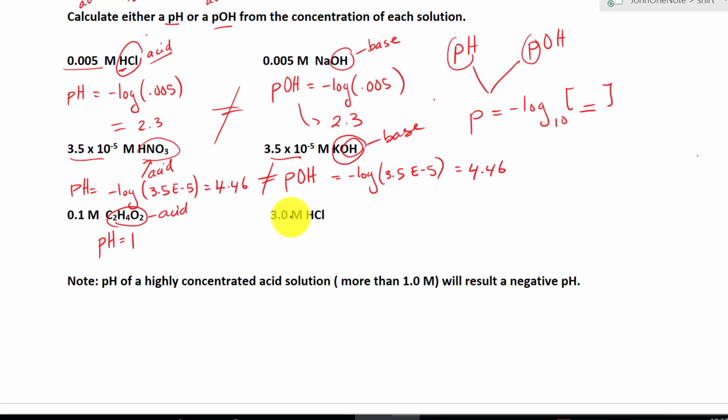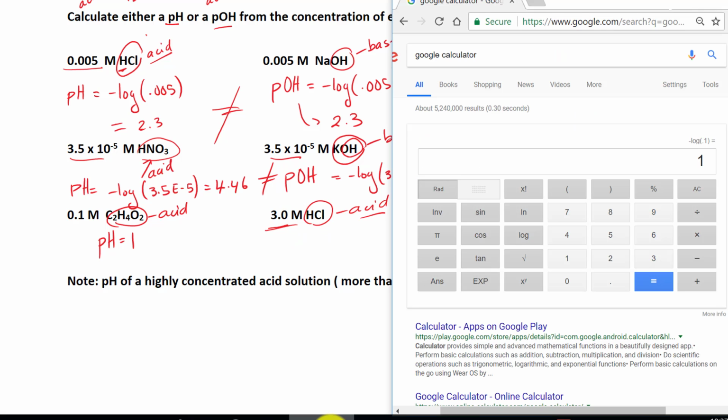Let's try another one where this one's a little bit tricky. Here I know HCl is an acid, but the concentration is extremely high, and we're going to work with this concentration later in our class when we do a lab with hydrochloric acid. Now let's plug into a calculator to see what happens when we have a solution that is highly concentrated. Negative log of 3. Look what happened. We have a negative pH. So when we have a negative pH, that tells you that we have more of the acid than the solution.